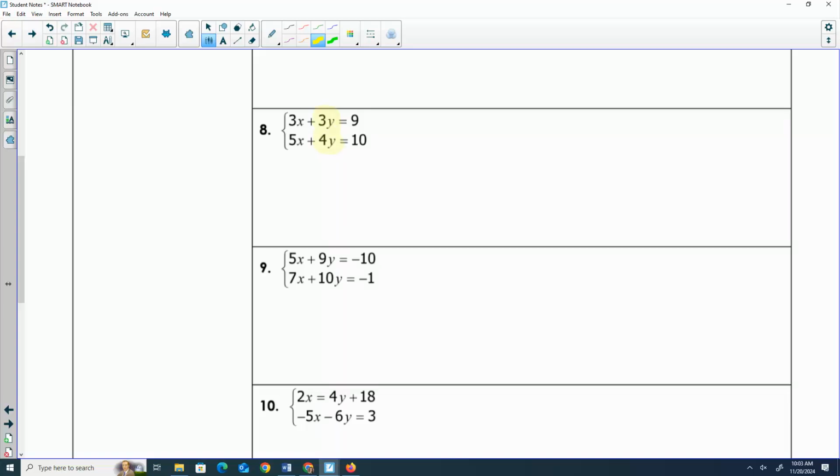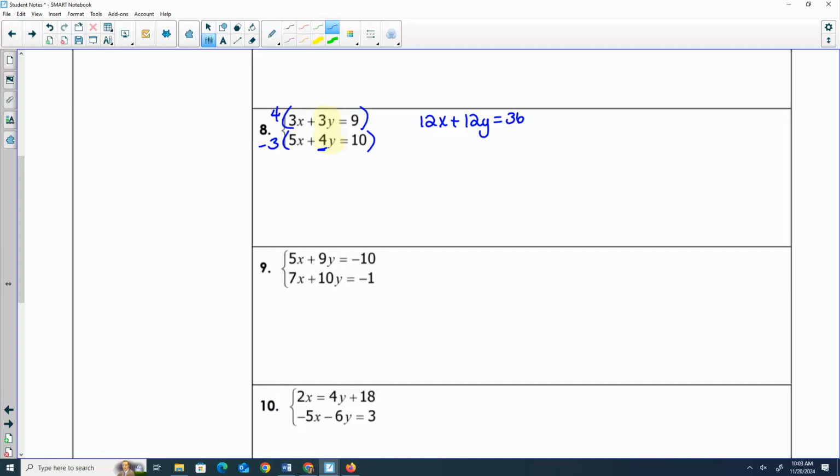All right, look at your numbers. We have 3 and we have 4. What can I turn both of those into? 12. What would I have to take the first one times? 4. Okay, so that would give me, if I take all of those numbers times 4, 12x plus 12y equals 36. The second one, I need them to be the same number, so I need a 12, which means we have to take it times 3, but they have to be opposite signs, so negative 3.